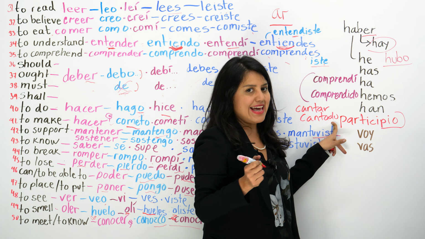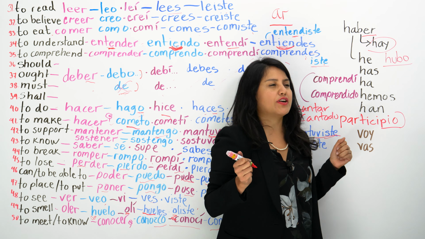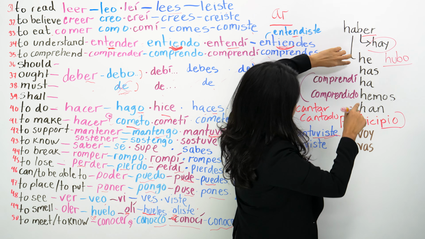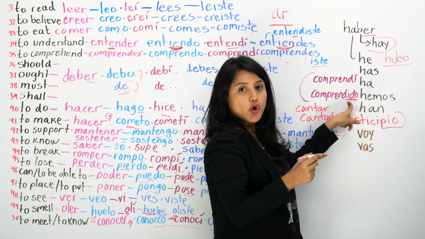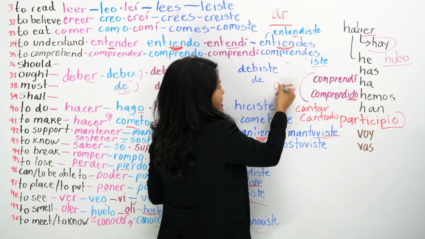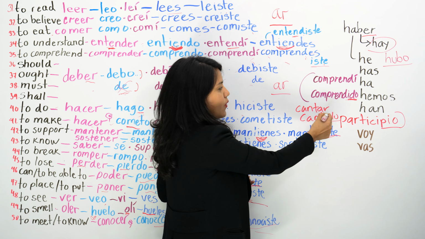And the verbs that end with er or ir, it is ido. For example, he cumplido. Yo he cumplido. Here, comprendido. I put comprendido here. Ido. Ado, ido. The verbs that end with ar, the participio is going to end with ado.